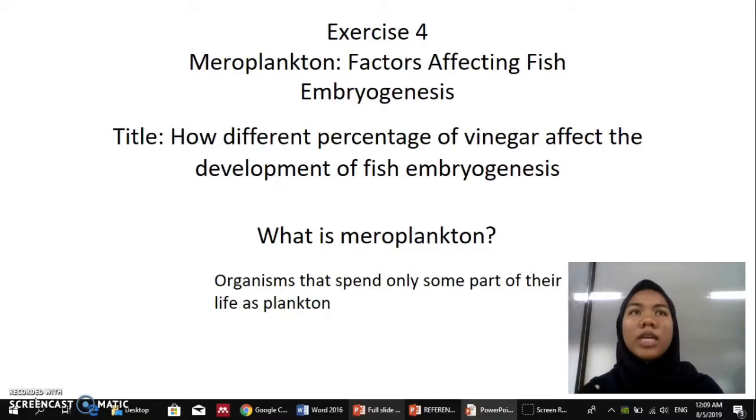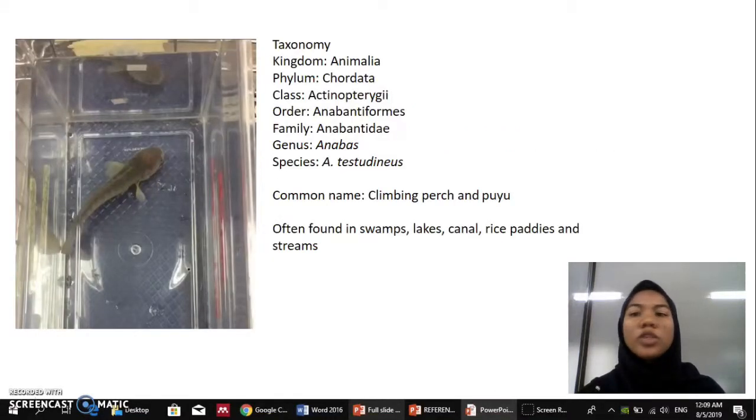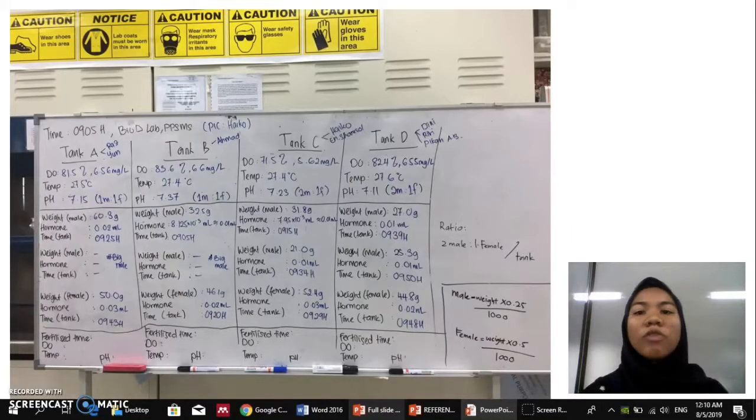For example, in this case, the fish at first will become plankton, and later it will become a fry, which is after the metamorphosis. So we use this fish, Anabas testudineus, under the family Anabantidae. The common name for this fish is ikan puyuh or climbing perch. This fish is often found in swamps, lakes, canals, rice paddies, and streams. So this is all the information that has been gathered during the injection of Ovaprim to the fish.